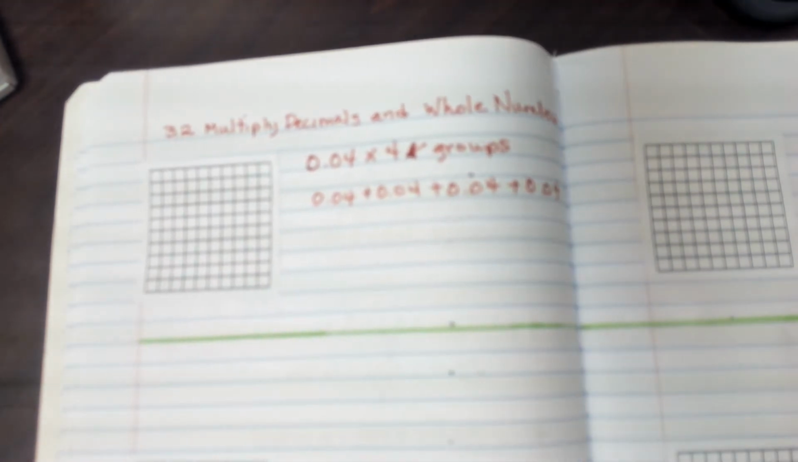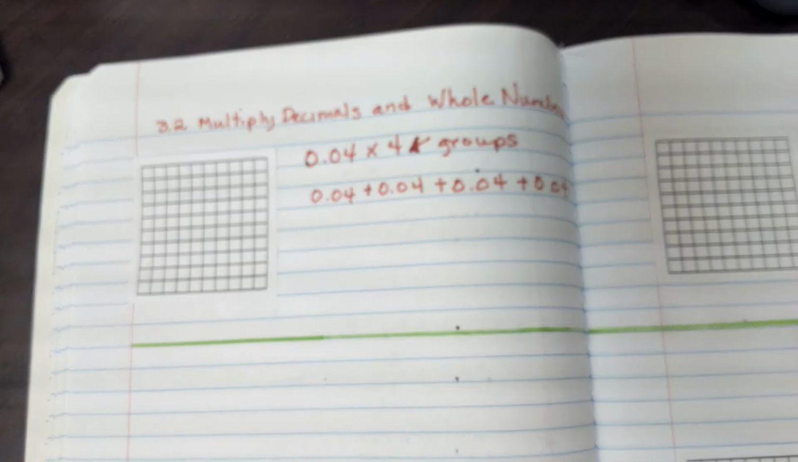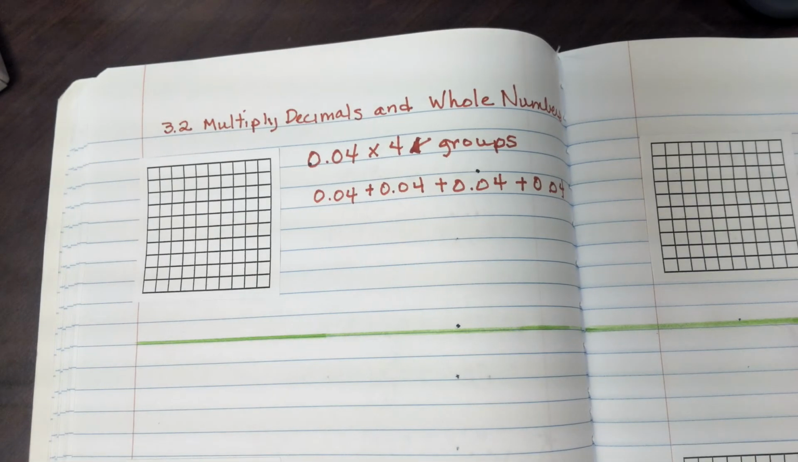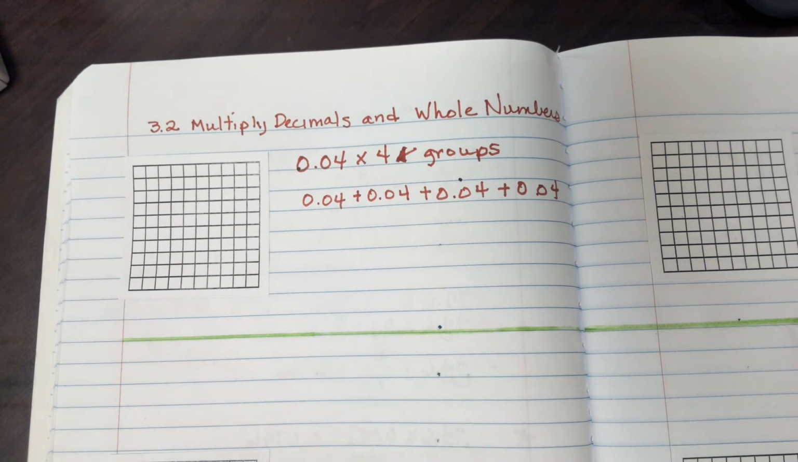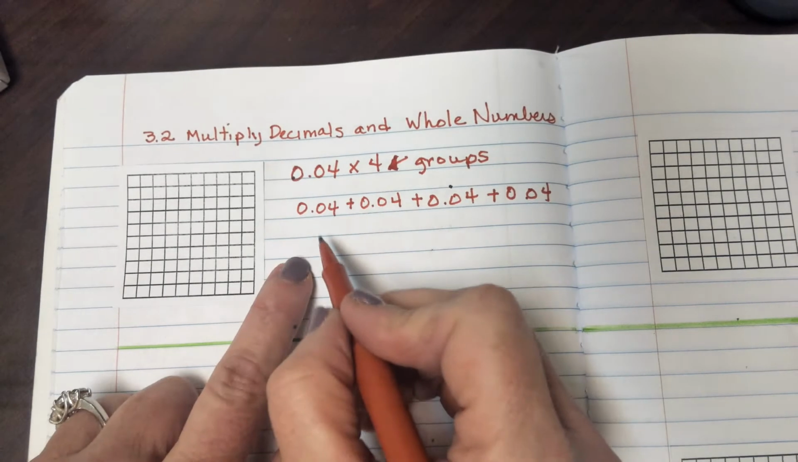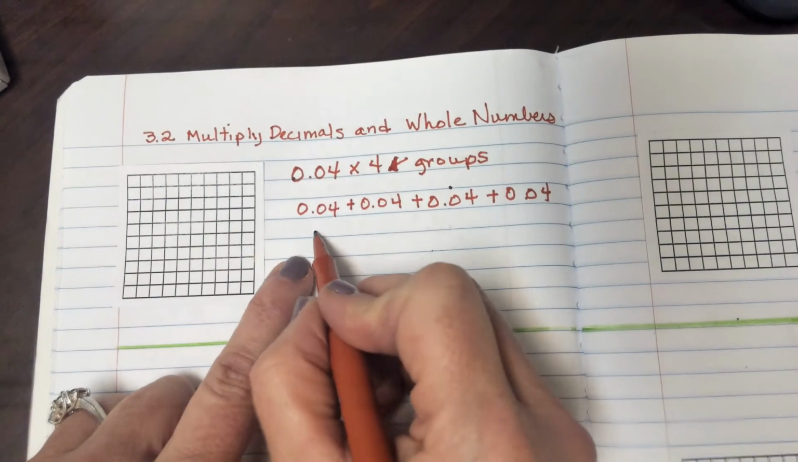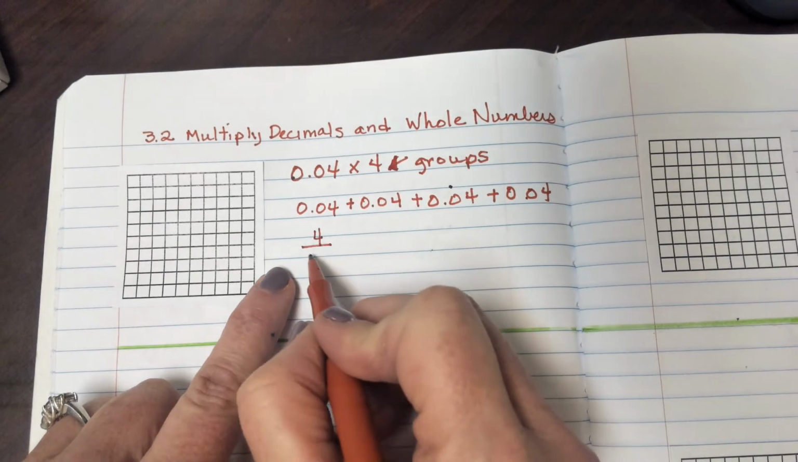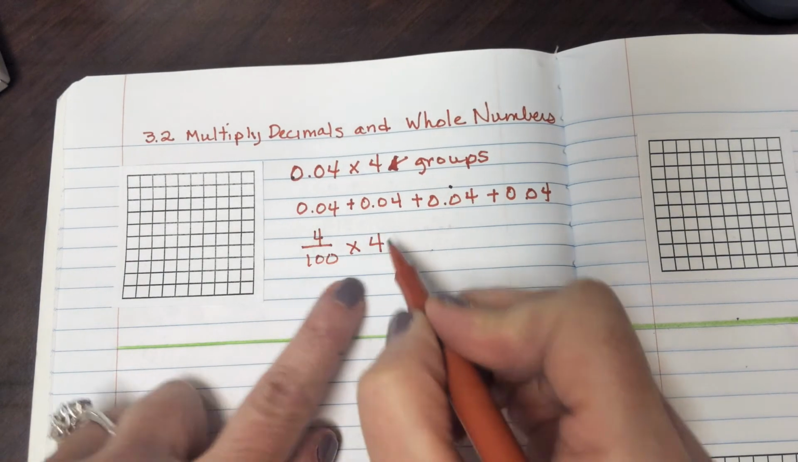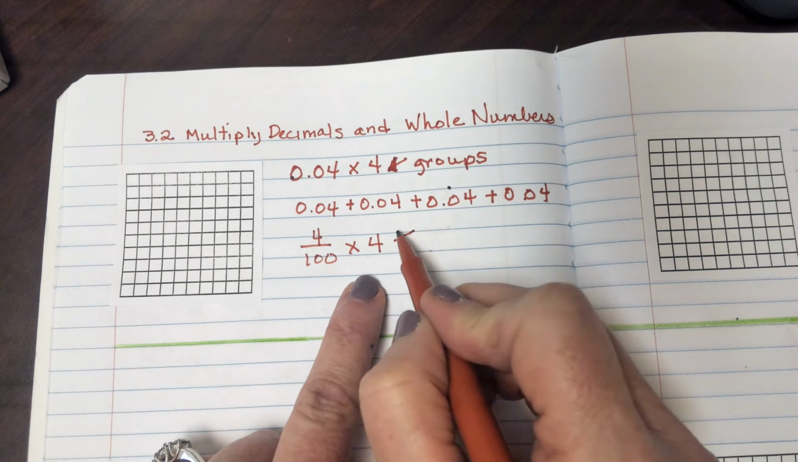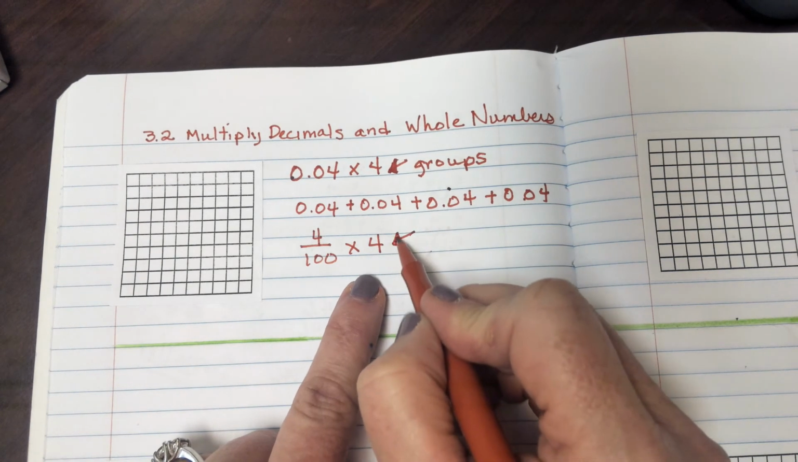It's not really using your best. You can do it like that when you multiply by a whole number, but we want to work smarter and definitely not harder. Another way it can be written is as a fraction. So 4/100 would be written as 4 over 100 times 4. Remember, the 4 represents groups of. Okay? The 4 represents your groups.